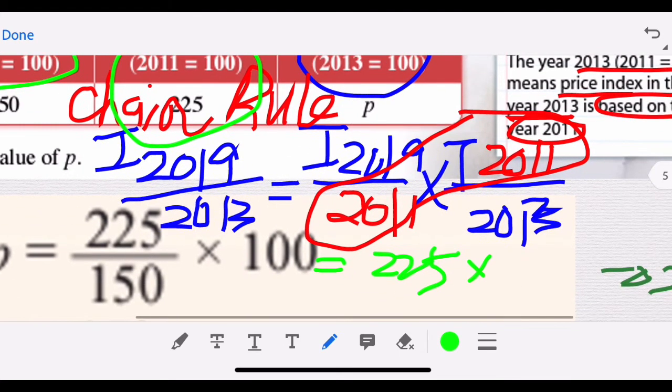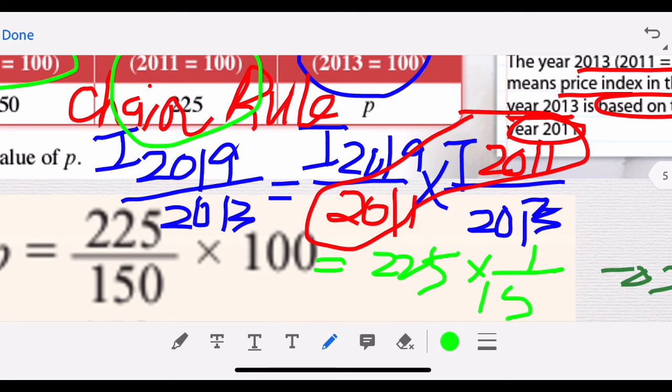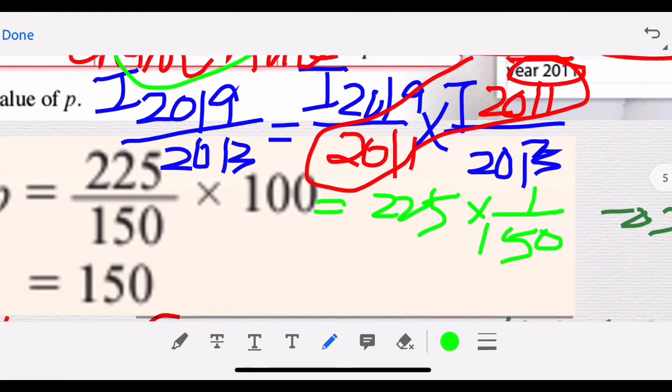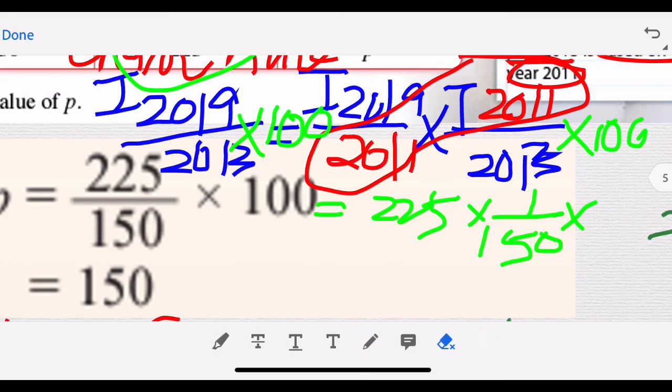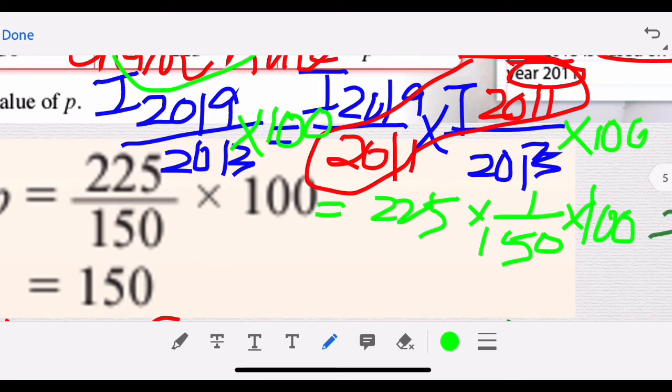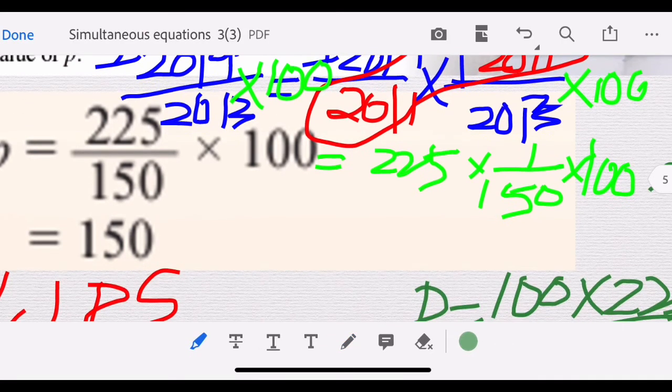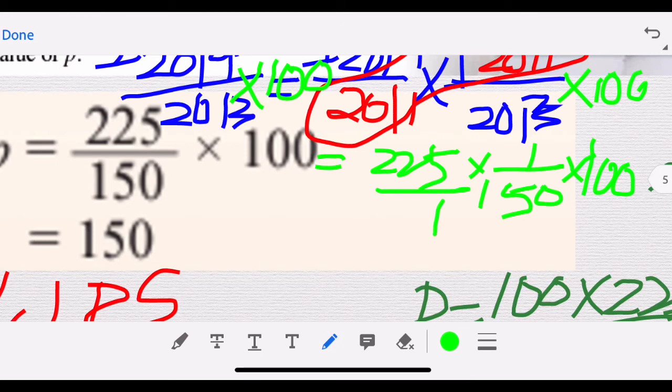So I have to inverse, become 1 over 150. After that I need to times with the 100. Times with the 100. Why? Because I need to find the index number, right? Index number is always times 100. So you are getting the same answer like what I did just now, which is 225 times 100 over 150.